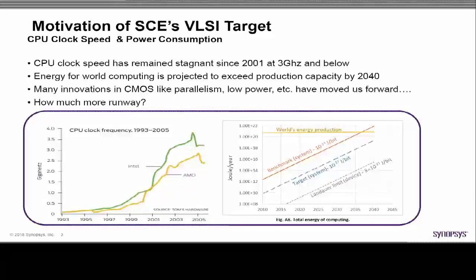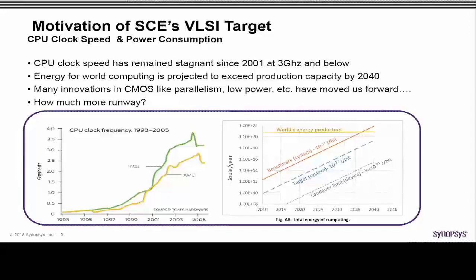So the motivation is simple: the sudden interest in a technology that has been around for over 50 years. As you can see from Intel and AMD, the CPU clock frequency has stagnated, and for a good reason. The reason really is power.